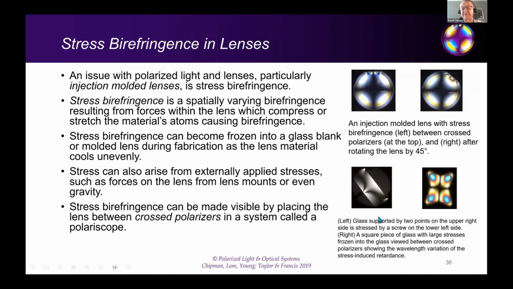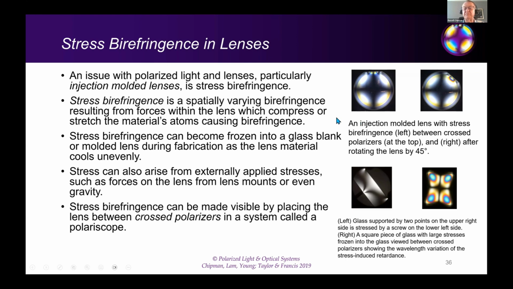Here's just an example of stress birefringence where there's a microscope slide held with 3 pins, and there's a force being applied here, and we can see between cross polarizers the polarization change that has resulted in this piece of glass. Or here's a piece of glass that was cooled rapidly, so it was never annealed. And this is what can happen if we don't anneal our glass, is that we can have large pent-up stresses that remain inside the glass.